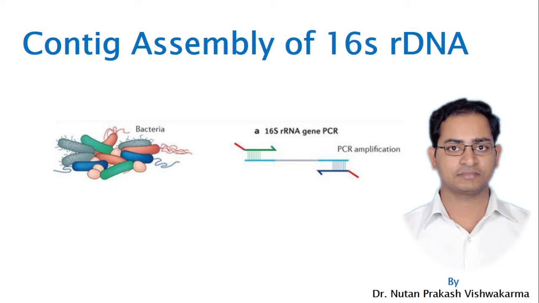So if you want to isolate the 16S rDNA from a bacterial sample, we can isolate the total DNA, and then a lot of universal primers are available. With the help of those universal primers, we go for PCR to amplify the 16S rDNA. If we put the PCR primers, we'll get multiple copies of the PCR amplicons. So the length is almost 1.5 kb.